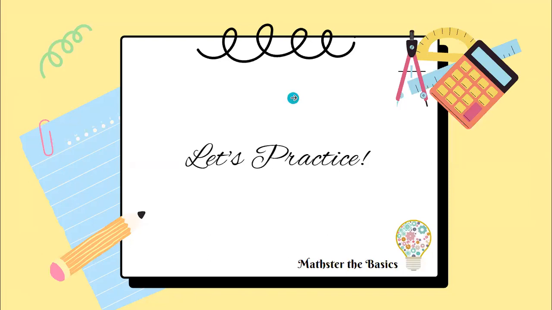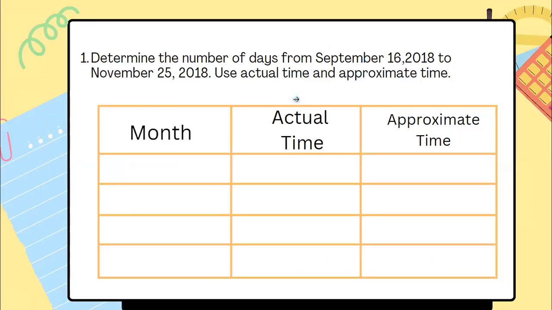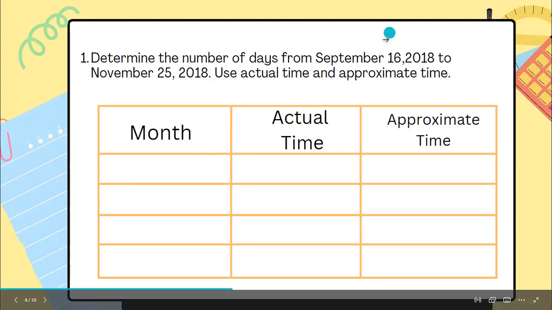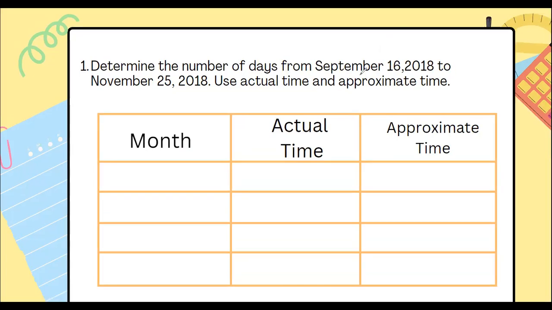Next, let's apply this into practice with an example. First, determine the number of days from September 16, 2018 to November 25, 2018. Use actual time and approximate time. So in this example, we will use both actual time and approximate time. First, we just write the months. Our given is from September to November. So we write September, October, then November.